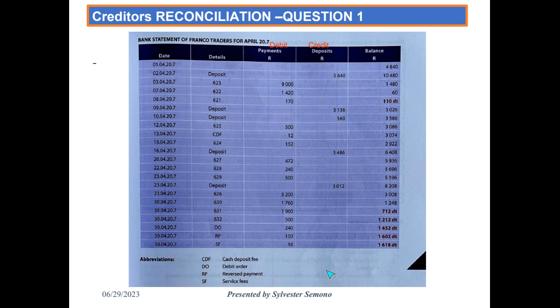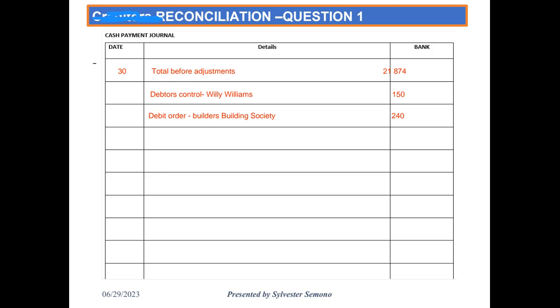But remember, I told you we are not allowed to record them one by one. What do we call them together? We call them bank charges. And where do we record bank charges? In the payments journal. In the payments journal, we must go and record them. I'm going to say bank charges.